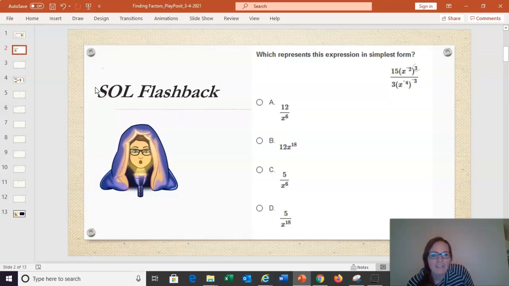Whenever you have an exponent on the outside of those parentheses, it means to multiply. So we're going to multiply -2 times 3.